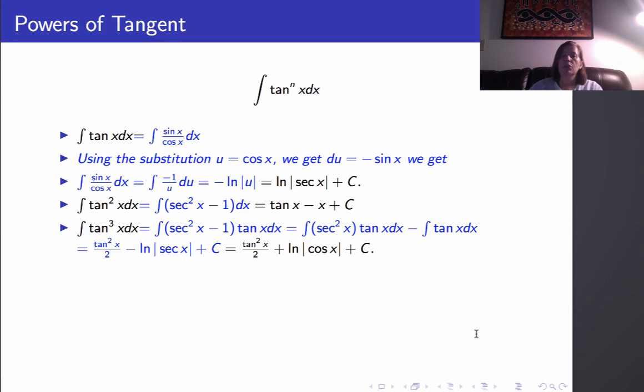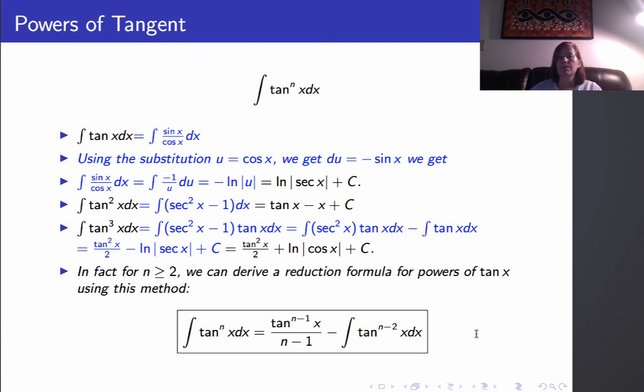So the integral of tangent cubed of x dx is tangent squared of x over 2 minus the natural log of the absolute value of secant of x, or we can write that as plus the natural log of cosine of x plus some constant. For higher powers of tangent, we can derive a reduction formula again using integration by parts. It's a pretty simple reduction formula. The integral of tangent to the n is tangent to the n minus 1 of x over n minus 1 minus the integral of tangent to the n minus 2. So we can continue reducing the powers by 2 until we get to a power that's small enough to integrate.